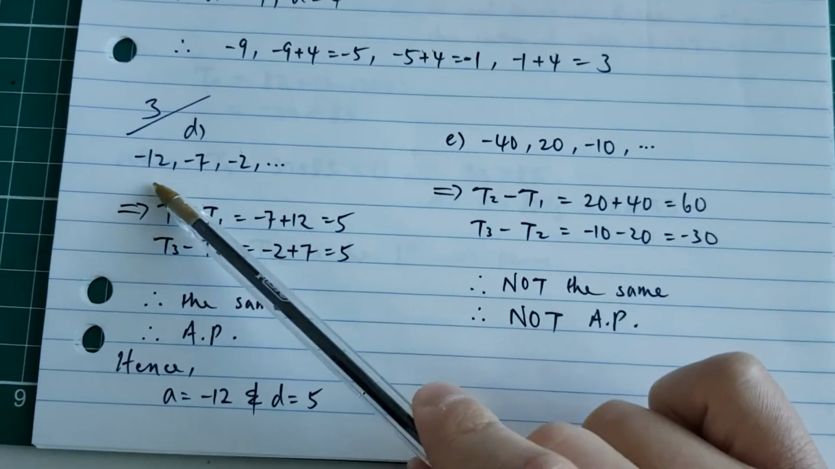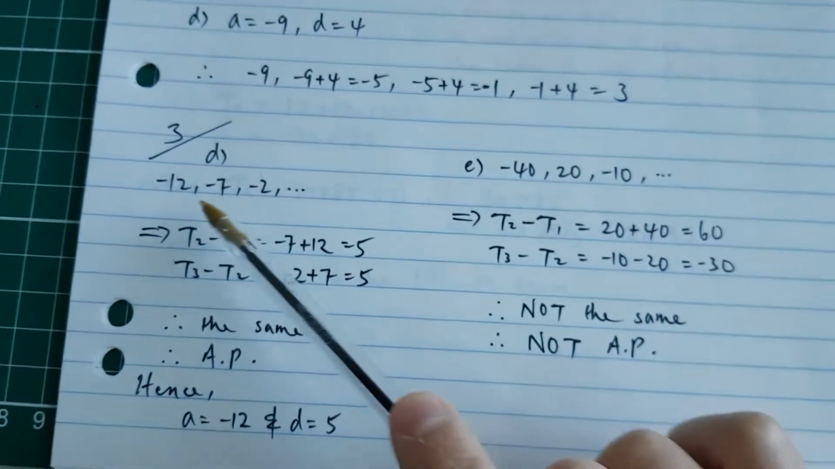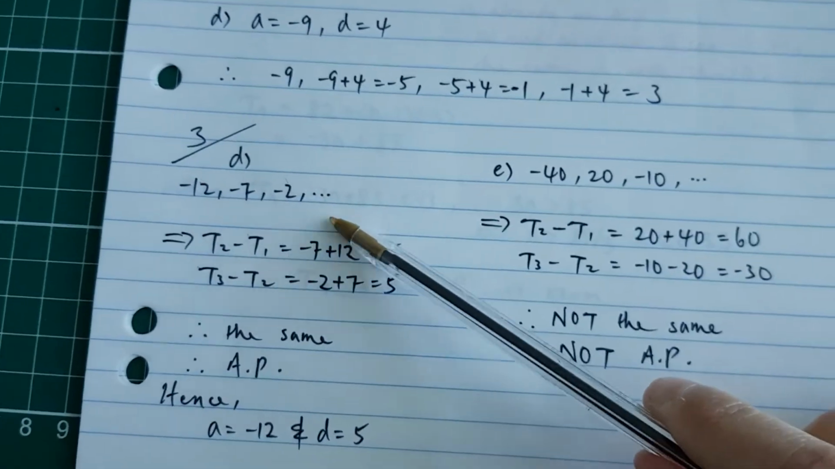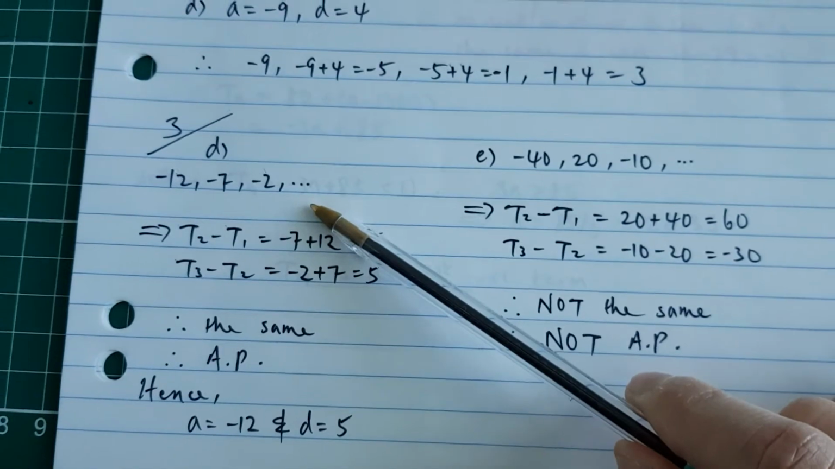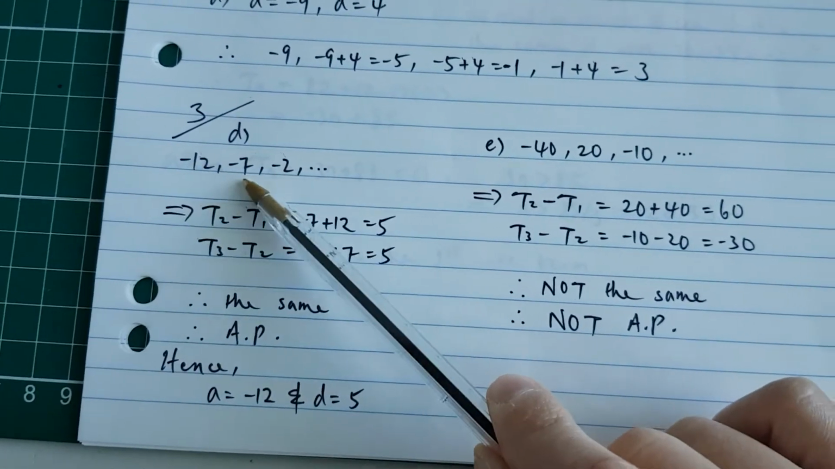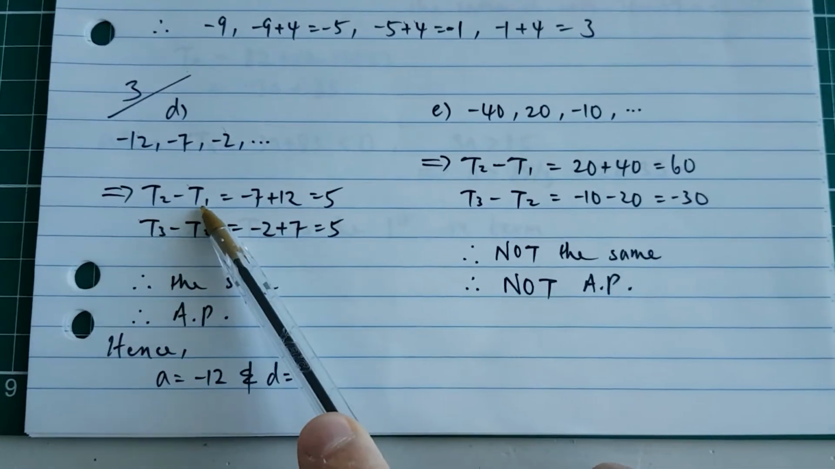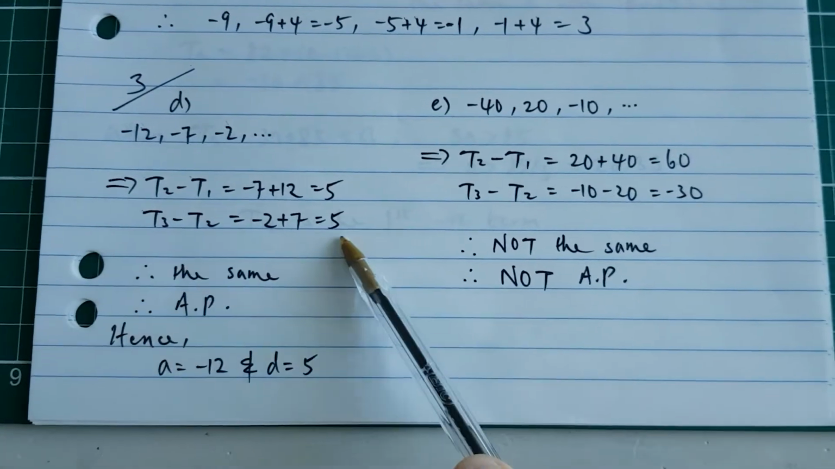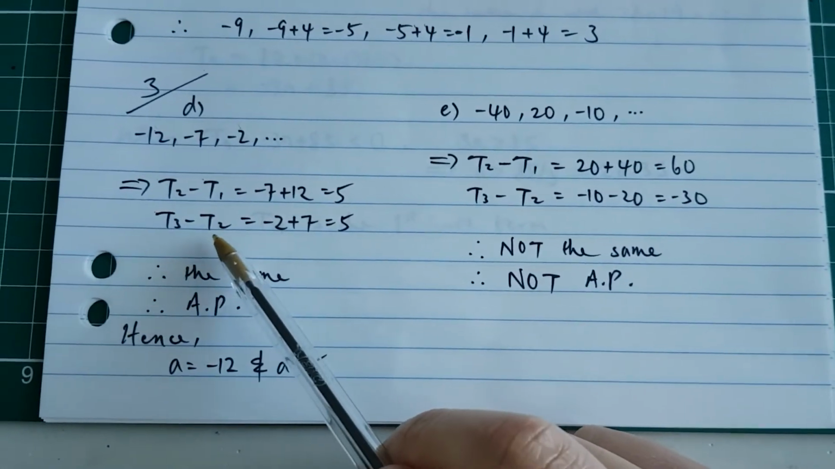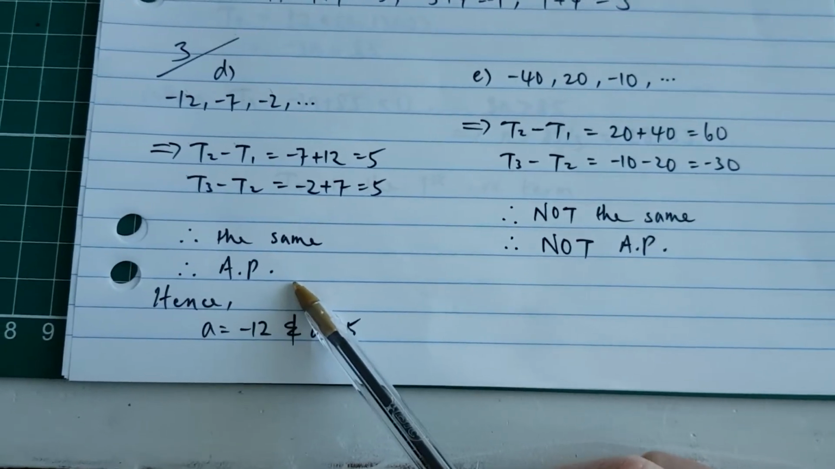All right, question 3. Here you weren't told whether A is an AP. So you first of all need to work out whether the sequence or the progression is actually an AP by checking the common difference between those two and those two. If they're the same, then yes, you can say that it's an AP. That's exactly what I'm doing here. It turns out the difference between the first and the second term, and that between the second and the third term, is the same. Hence, we can conclude that it's an AP.